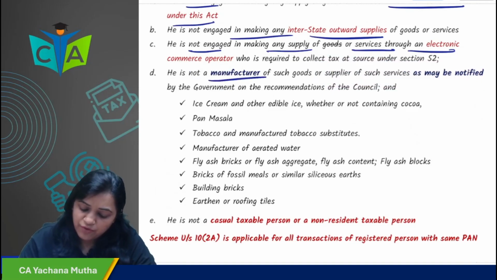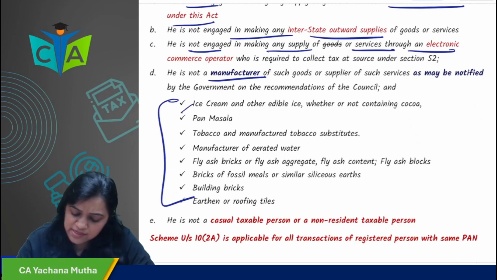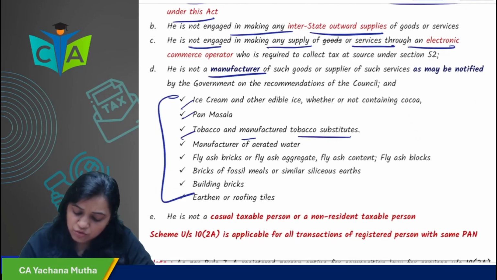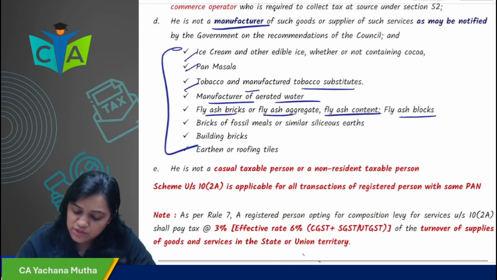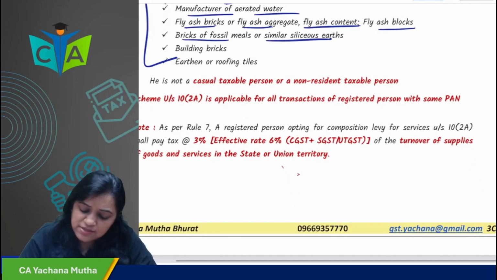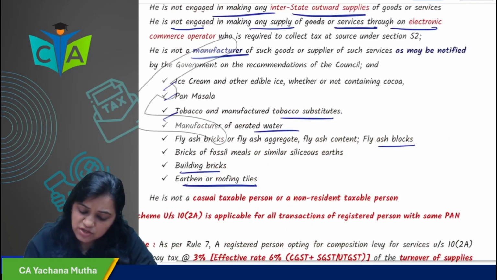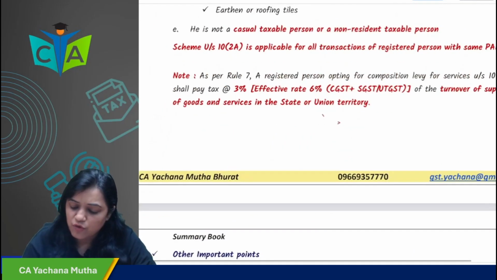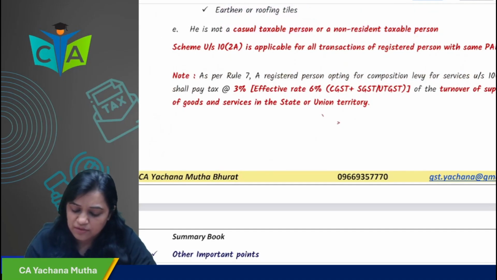Again, you are not a manufacturer of ice cream and other edible ice, whether or not containing cocoa, pan masala, tobacco, tobacco substitutes, aerated water, fly ash bricks, fly ash aggregate, fly ash blocks, bricks of fossil meals or similar siliceous earths or building bricks or earthen roofing tiles. You are not a manufacturer of all these. Then you are not a casual taxable person or non-resident taxable person.